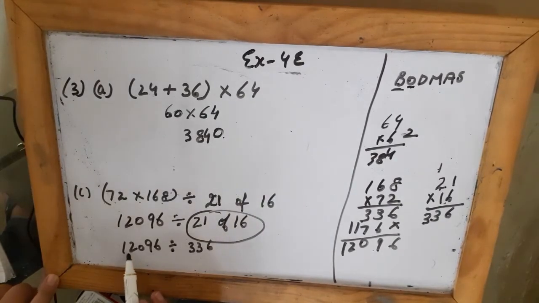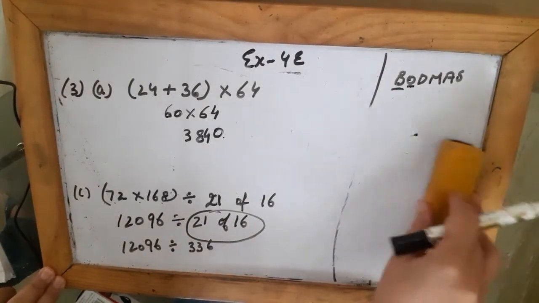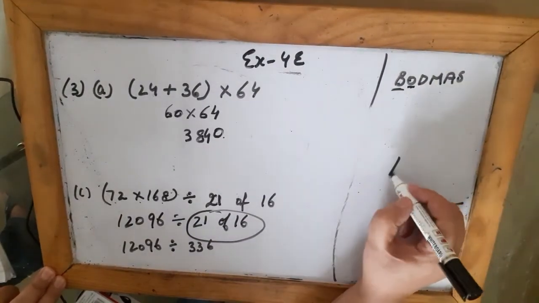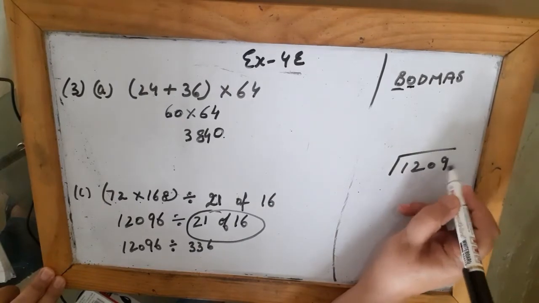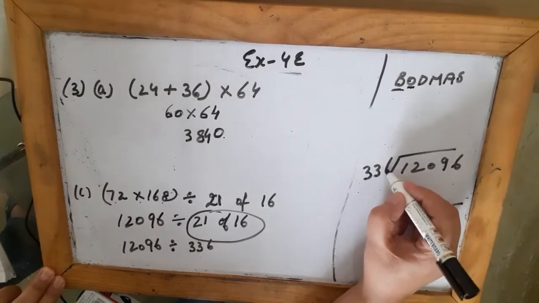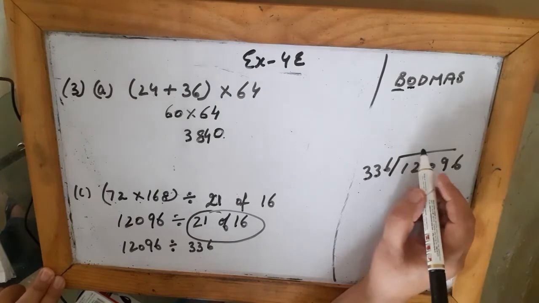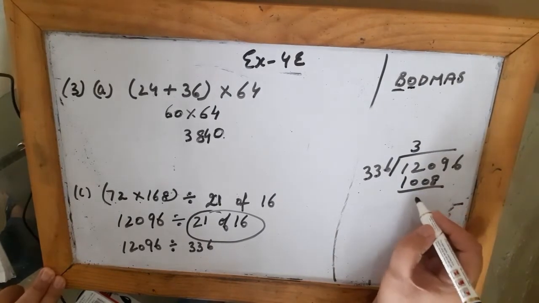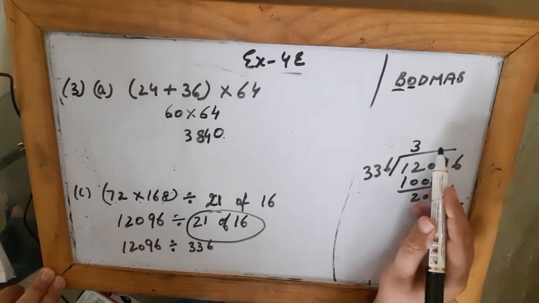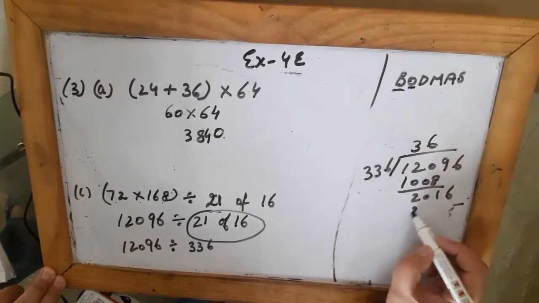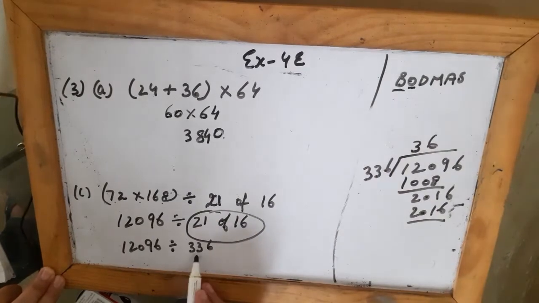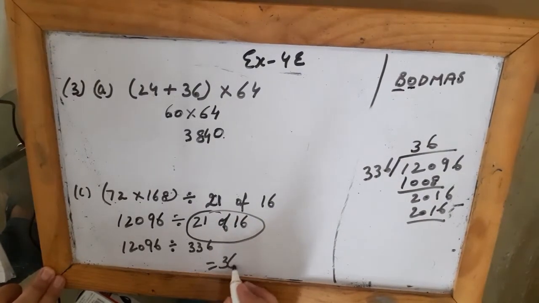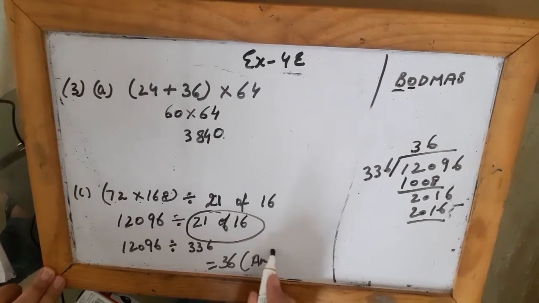Now at the end, 12096, you have to divide with 336. So 12096 divided by 336, and what will you get? When you divide these two numbers, you get 36. So 36 is your answer.